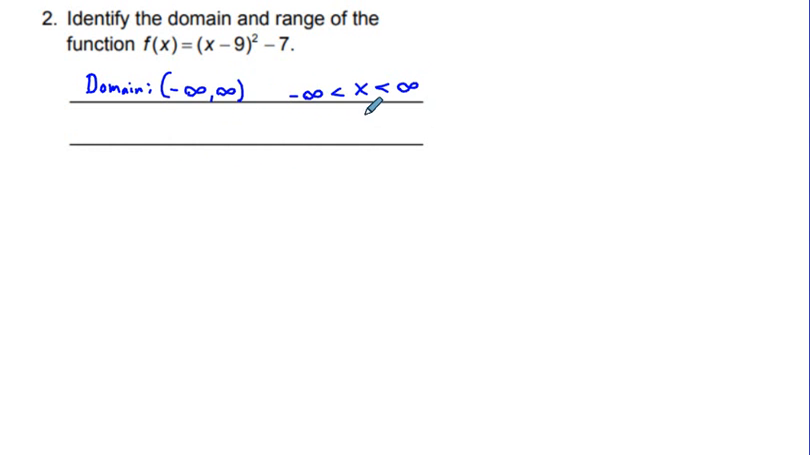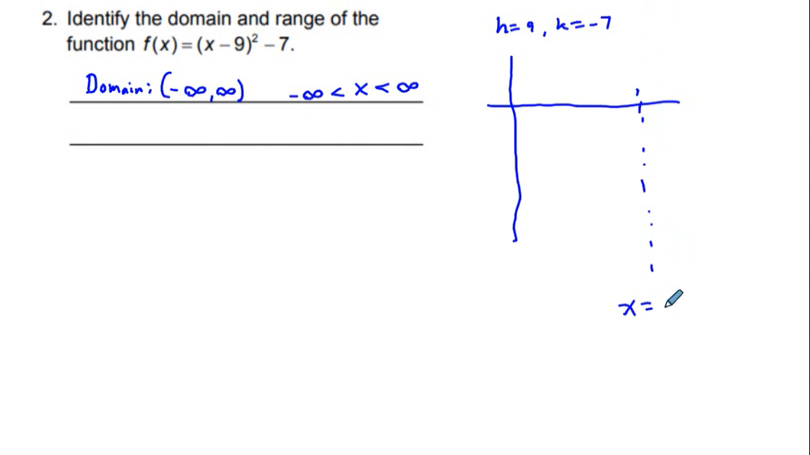And the range. Well, the range is one where we had more people that had trouble with this. And just to make a sketch of the graph of this function here, we have in this form here, h is equal to 9 and k is equal to -7. And so 9 over here, x equals 9, that's going to be our axis of symmetry, and then -7. Okay, -7 will be right here.